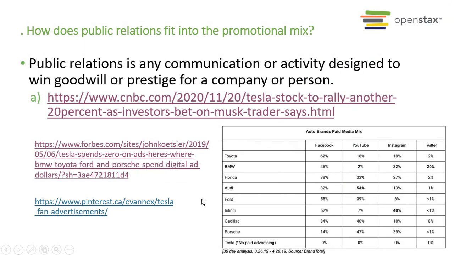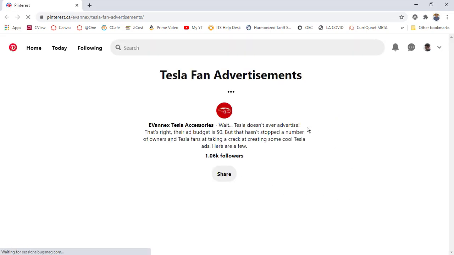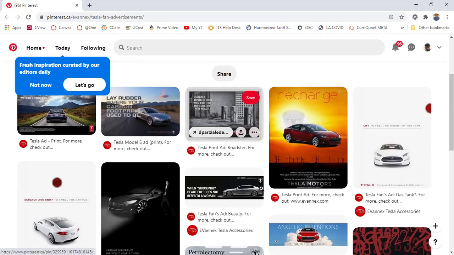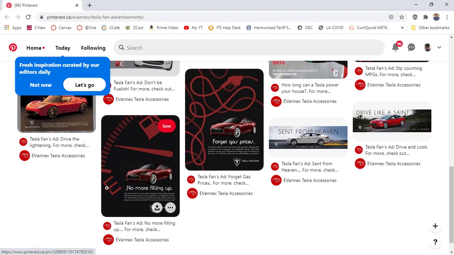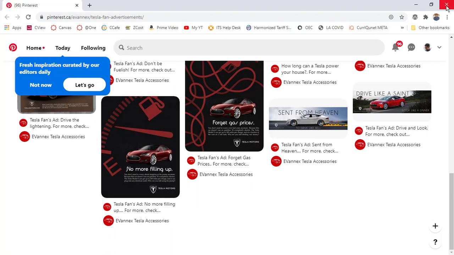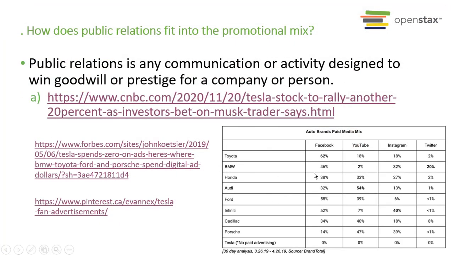And so, in fact, it's comical because fans of Tesla have decided to create their own ads. This is just a Google search that I just found here for Pinterest. But these are ads that people who drive Tesla have thought, well, they're not creating ads, let me create one. When these ads get circulated on social media, it's all, in this case, publicity, which falls under public relations, by the way. Not advertising, but just free publicity.